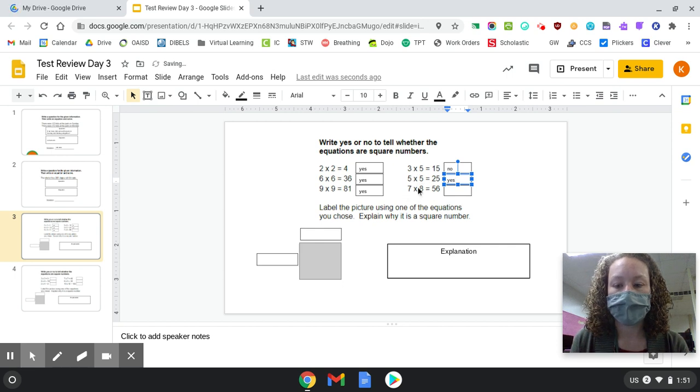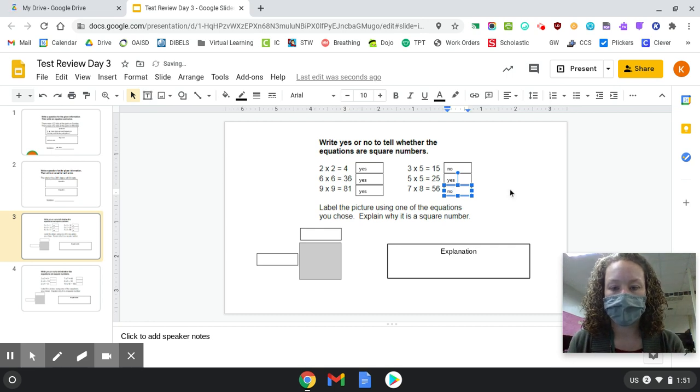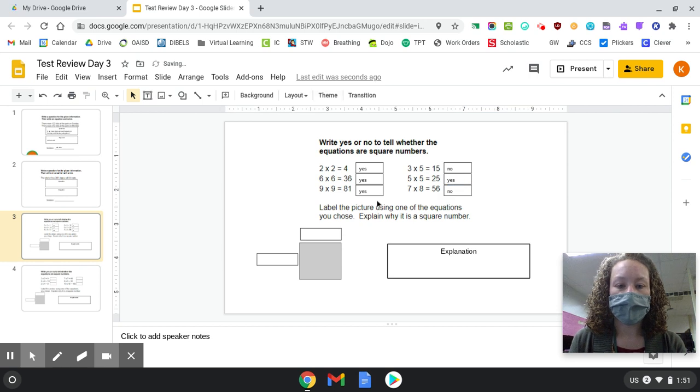And finally, a 7 times 8, a 7 by 8. No, that's not a square. They are not equal sides. 56 is not a square number. Then down here it says, label the picture using one of the equations you chose. Explain why it is a square number.